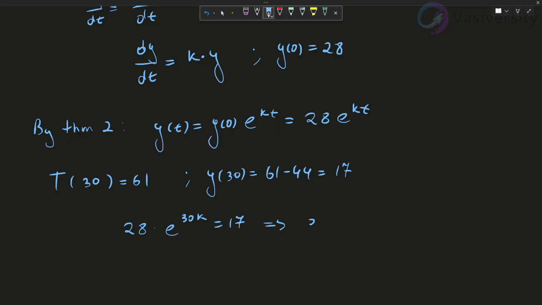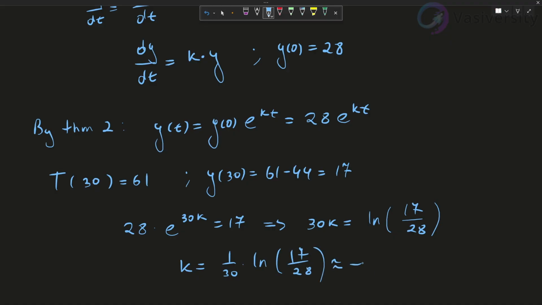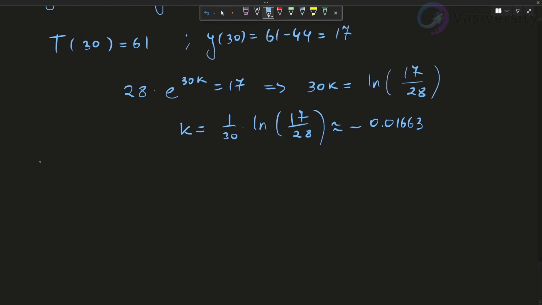So 30k is equal to ln of 17 over 28. So k is equal to 1 over 30 times the natural logarithm of 17 over 28, which is about negative 0.01663. Yes, the temperature decays. So our y equation, specifically, is y of t equal to 28 times e to the negative 0.01663 times time.